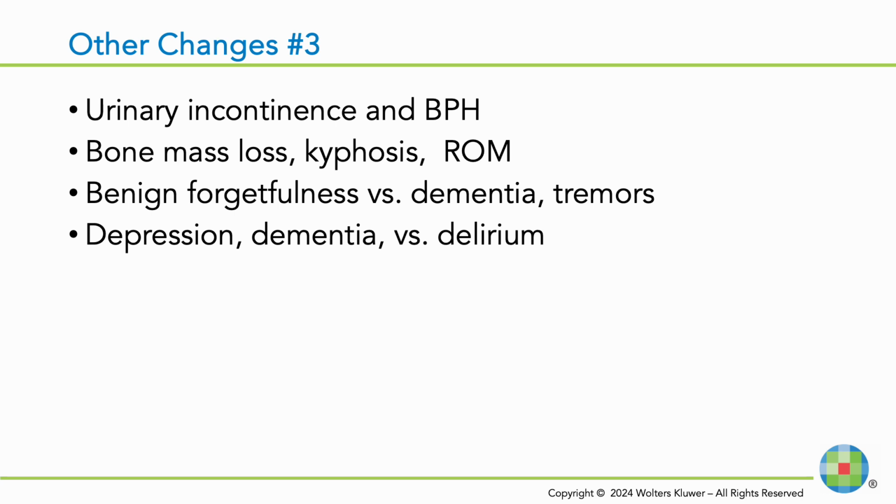Elderly patients often have incontinence. Men can have BPH, a loss of bone mass, osteoporosis, osteoarthritis, pain in the weather, pain in the cold, kyphosis, changes in posture, a decrease in their range of motion. Is this benign forgetfulness? Is this early or late onset dementia? Is this a benign tremor, or is this Parkinson's disease? Are they depressed, or is this dementia or delirium? These are important things for us to consider and keep in mind.